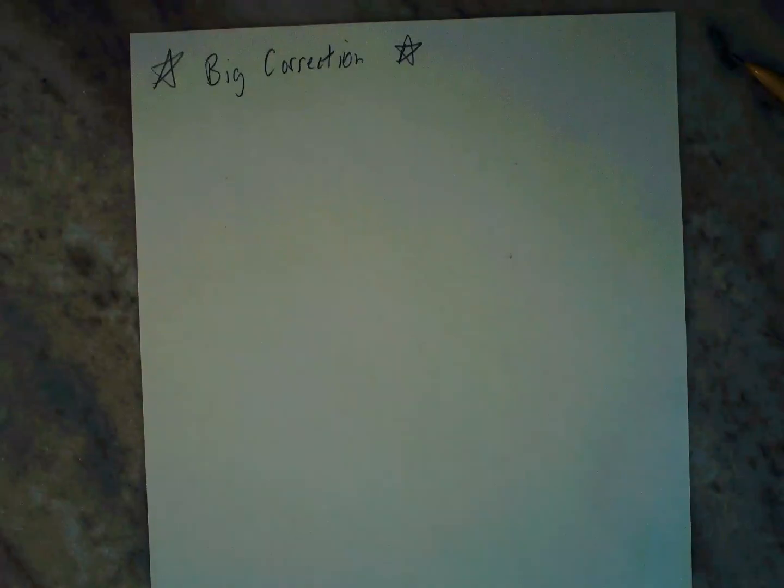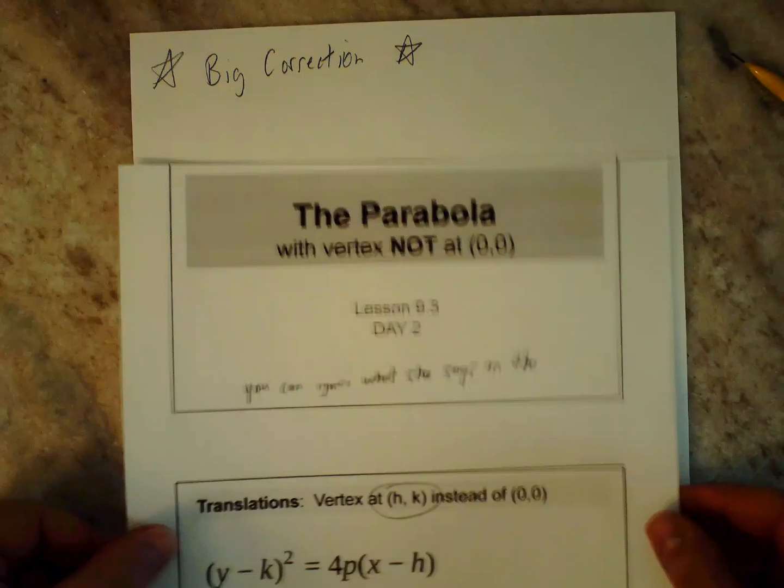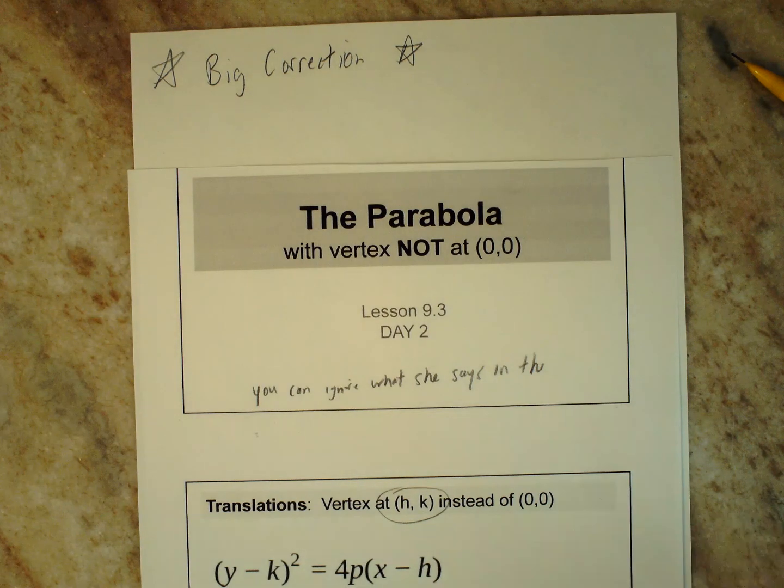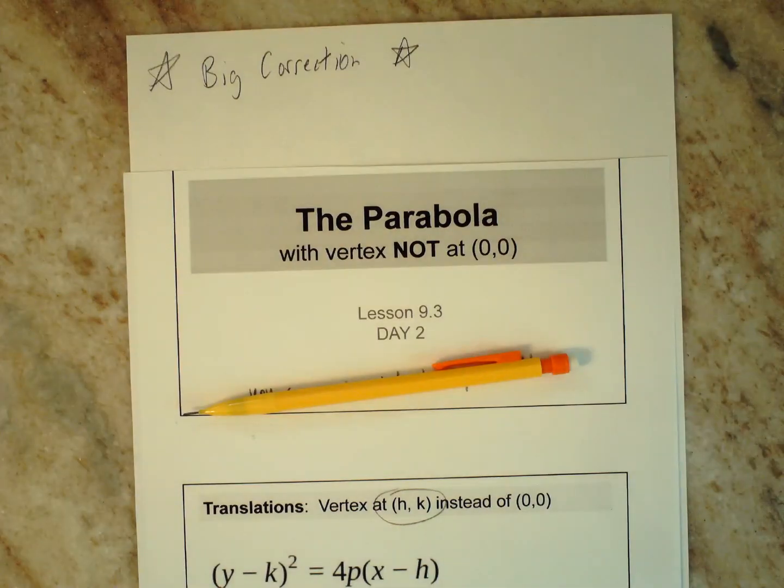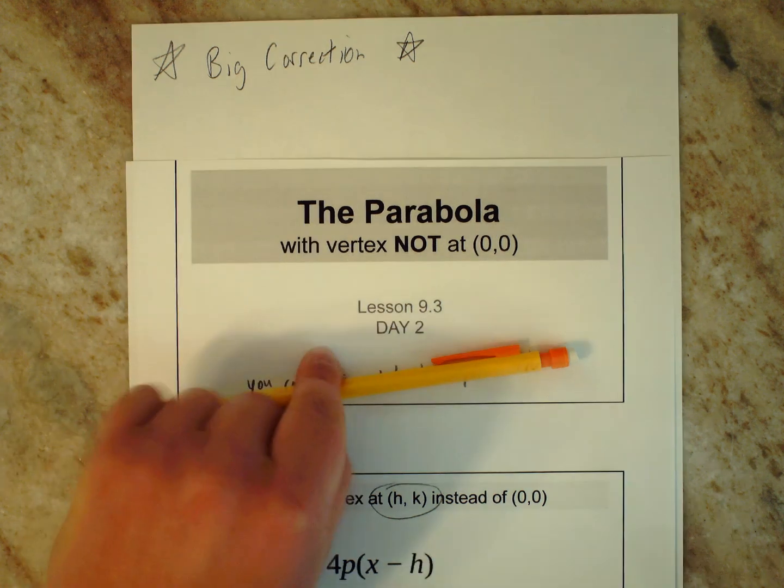All right, guys, so this is your parabola with vertex not at 0, 0. So we're basically doing the same thing we did yesterday, but we're going to have the vertex move. So it's not going to be at 0, 0.